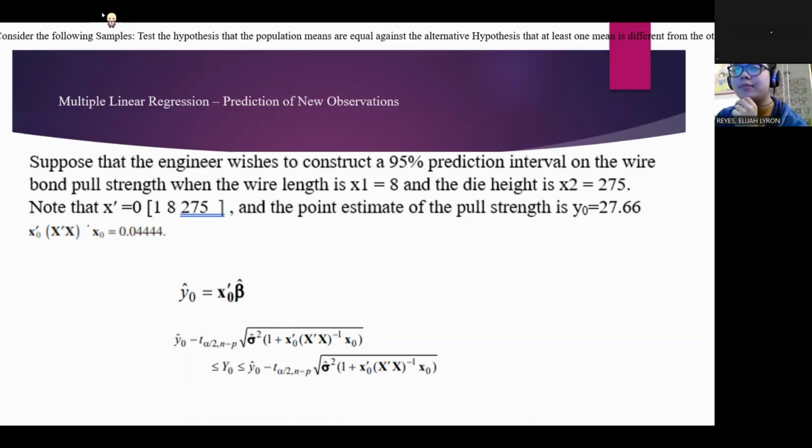And x sub 0 prime multiplied by X prime X inverse times x sub 0 will give us 0.04444. So for our prediction of new observations, we have a formula below, which will then give us the prediction interval. So we have y sub 0 hat equals x sub 0 prime times our beta. And then to compute our prediction interval, we have y sub 0 minus t alpha over 2, n minus p, square root of the variance, multiplied by 1 plus x sub 0 prime (X prime X) to the negative 1 times x sub 0, and then the other one is vice versa.